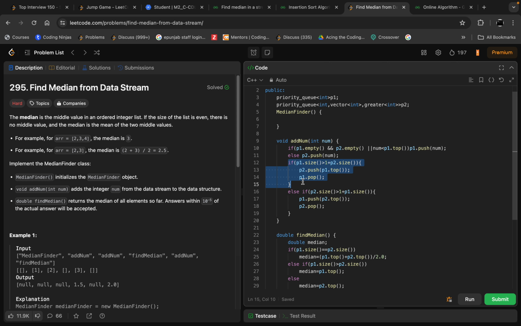I think it's really confusing to say this. If the difference of the min heap size and the max heap size turns out to be greater than 1, I will simply pop the element from the min heap and push it in the max heap. And if my max heap size turns out to be greater than 1 plus the size of the min heap, I will simply push the top element of my max heap into the min heap, and pop that element from my max heap.